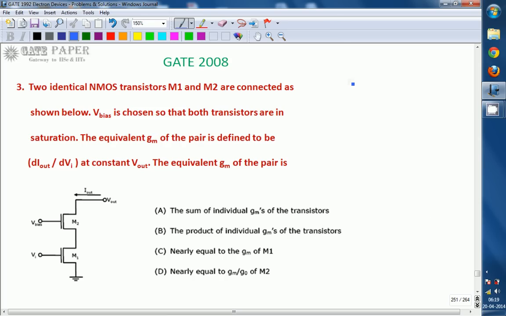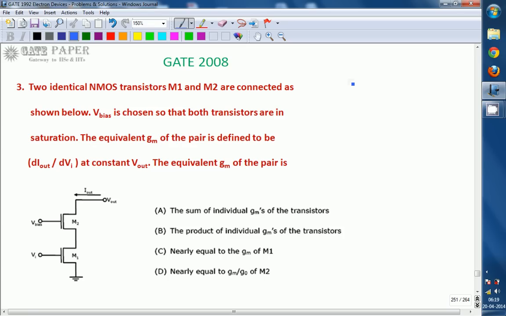Hello, we are discussing the GATE 2008 ECE paper, and this question is related to electronics. Two identical NMOS transistors M1 and M2 are connected as shown below. V bias is chosen such that both transistors are in saturation. The equivalent gm of the pair is defined as dIout by dVi at constant Vout.